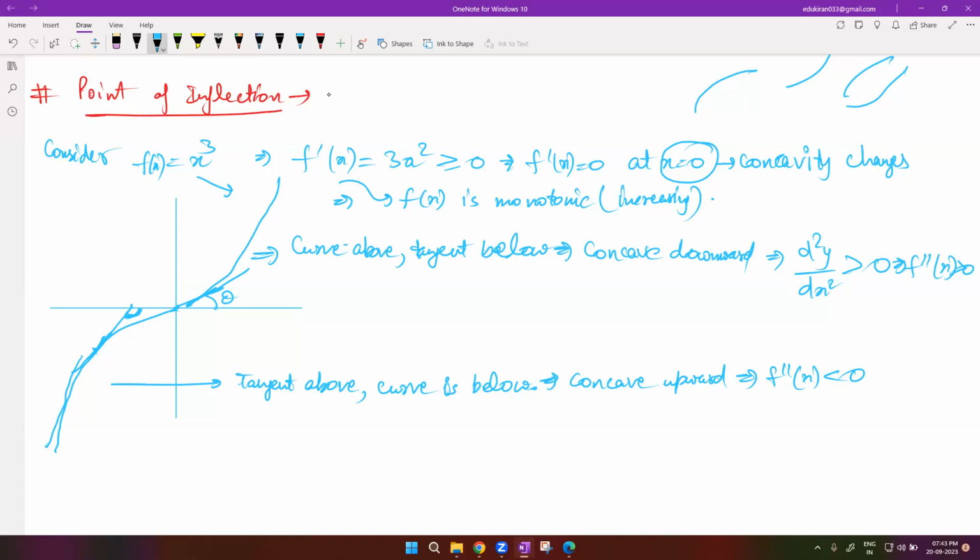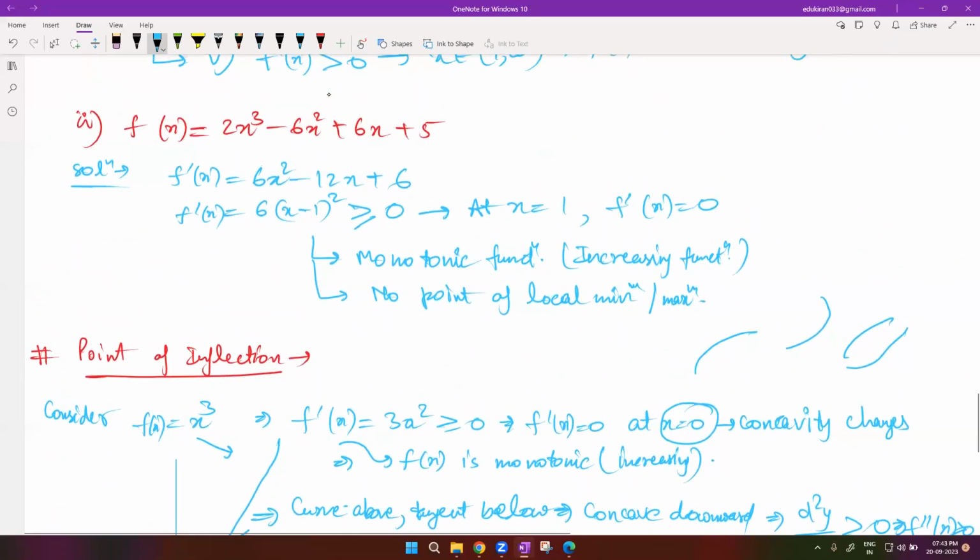If f dash x is 0 at some point, it means either that point is a point of inflection or that point is an extreme point. Now, how do we check for point of inflection? In these cases, by the first derivative test, you can see that the value of f dash x would be 0. How to check? The important point is this, how to check.